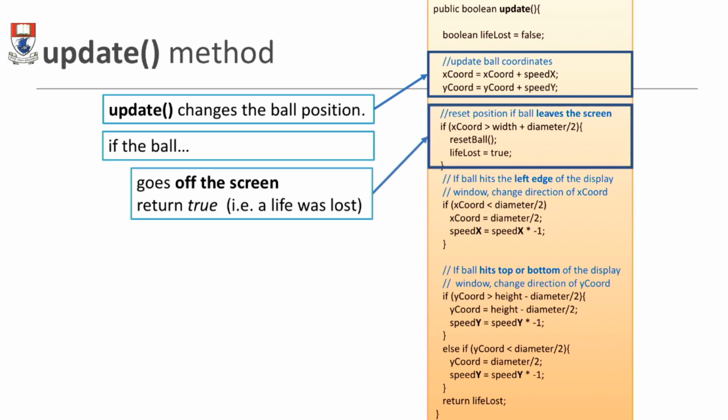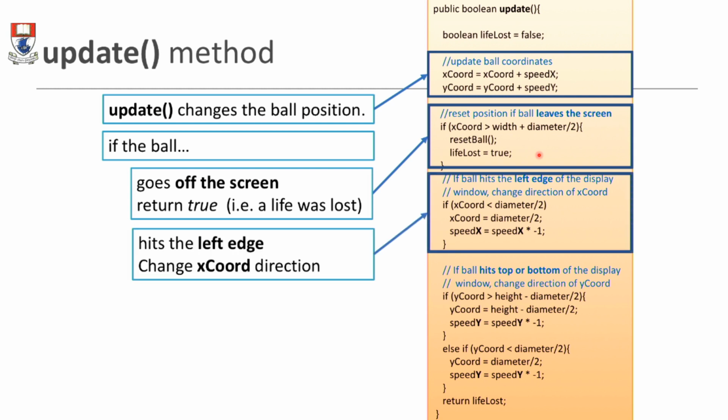Now, if the ball goes off the screen, we want to return true. And we can see in here, if x coordinate is greater than the width plus diameter divided by 2, reset the ball and the life lost is set to true. So that's what I was just asking you about in Slack. Okay, so you've all picked up on reset the ball and then you've got a life lost.